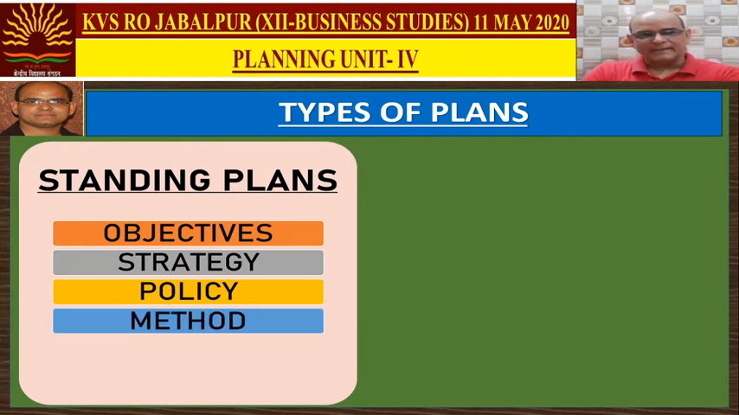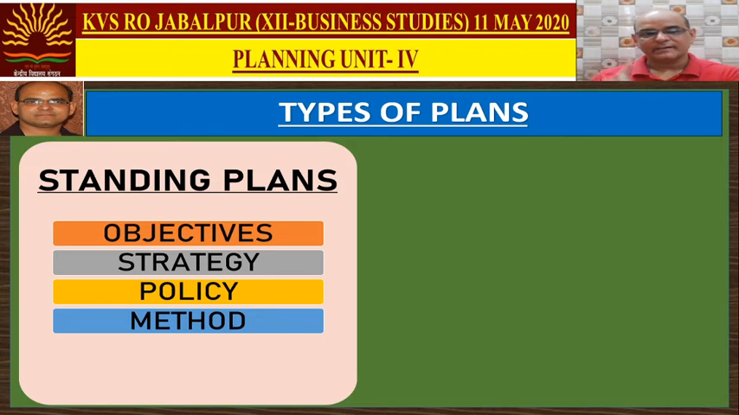Methods are the plans, standing plans, which tell how the things will be performed. We have already studied the method study performed by F.W. Taylor in the second unit, Principles of Management, which tells how, in what manner a particular task will be performed. Do you know what is the difference between a task and a job?